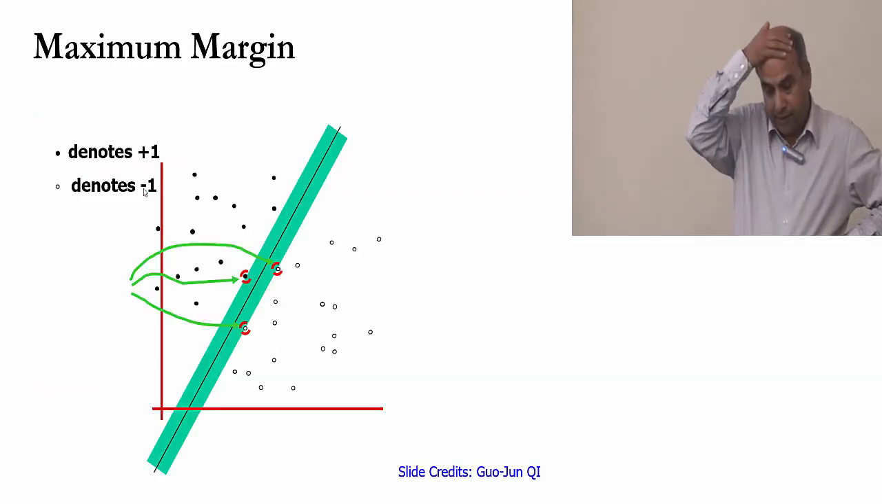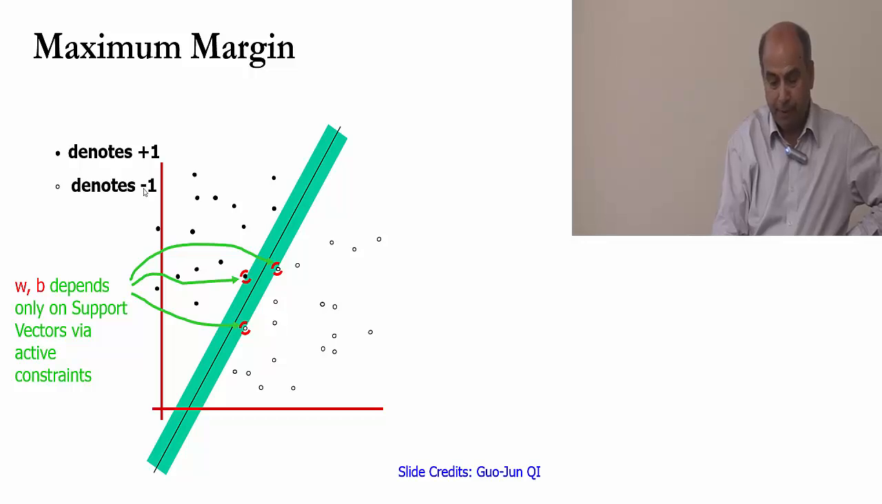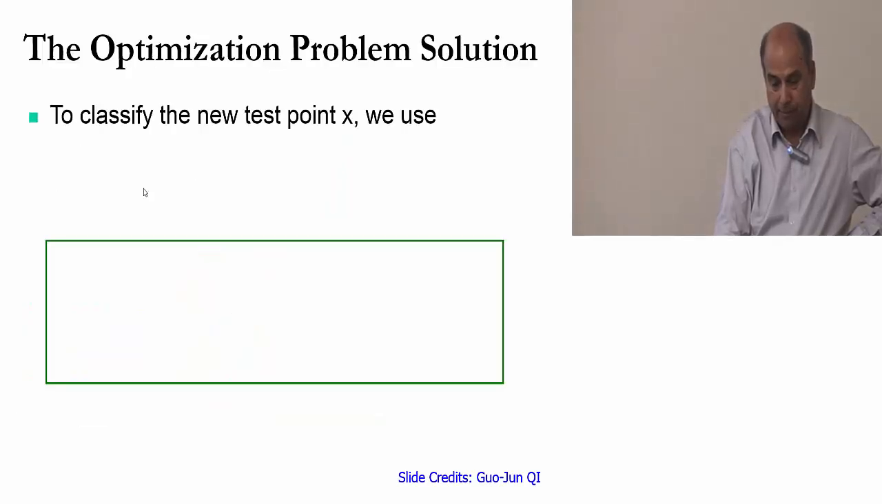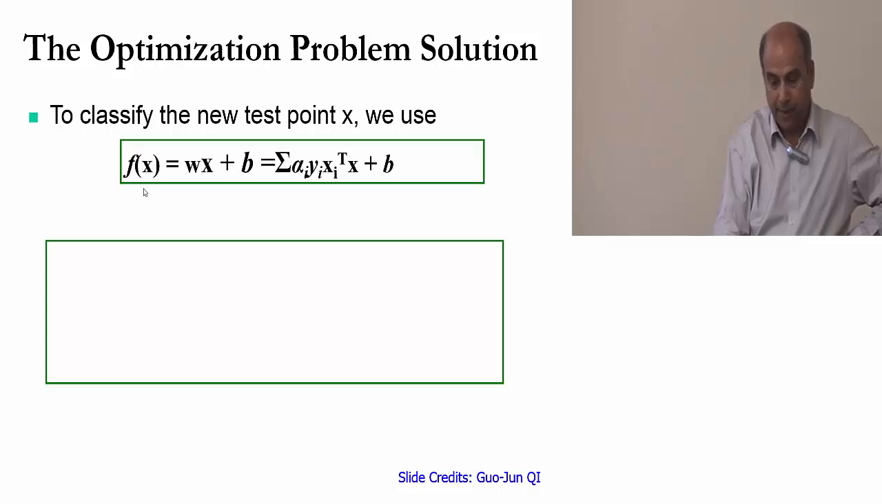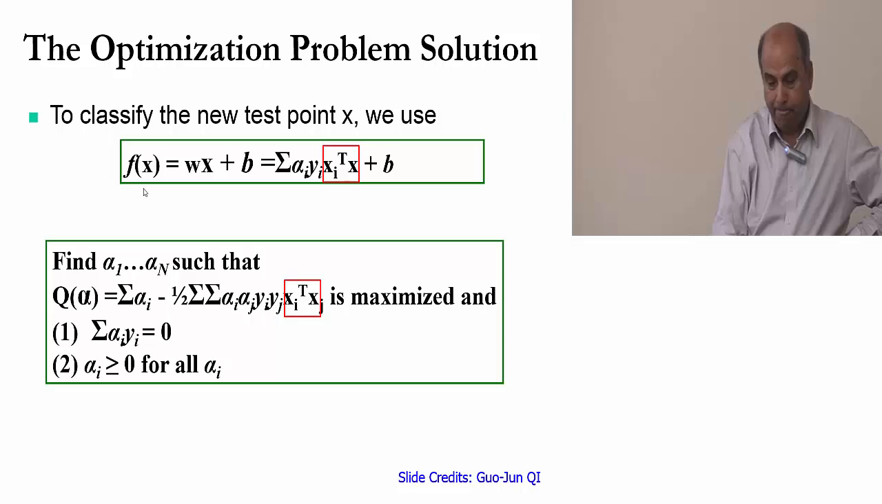So that is called the maximum margin, and so we know the w, we know the b, and they also only depend on the support vectors. And so the optimization problem, just to summarize, is that we want to find the alpha i's such that this is maximized with these conditions and so on. This is just a repeat.